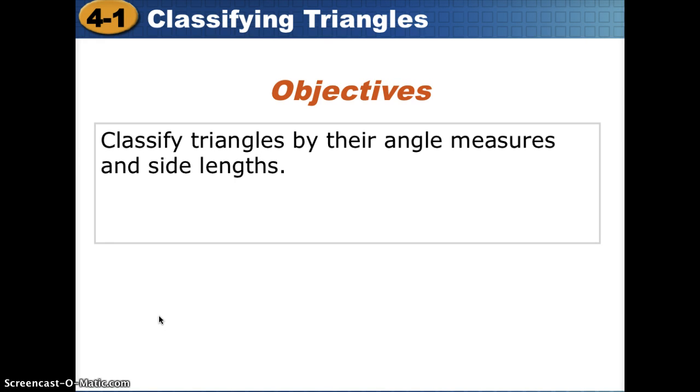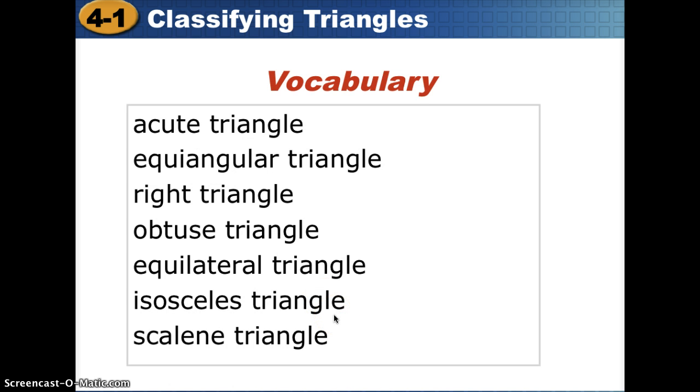Lesson 4 deals a lot with triangles, and so we're going to start by classifying them. We're going to be able to classify triangles by their angle measures and side lengths. Those are the two main ways to classify triangles. Make sure you have definitions for these written in your note packet.